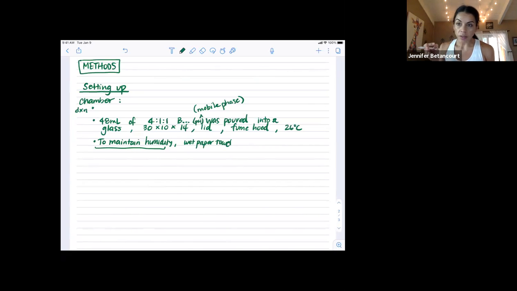Is there anything else that we want to figure out? Sometimes I miss things, so it's not like a test. It's not to put you on the spot. Is there anything else that you think needs to fit under chamber setup that we haven't yet discussed that maybe we need to put on this list or not?